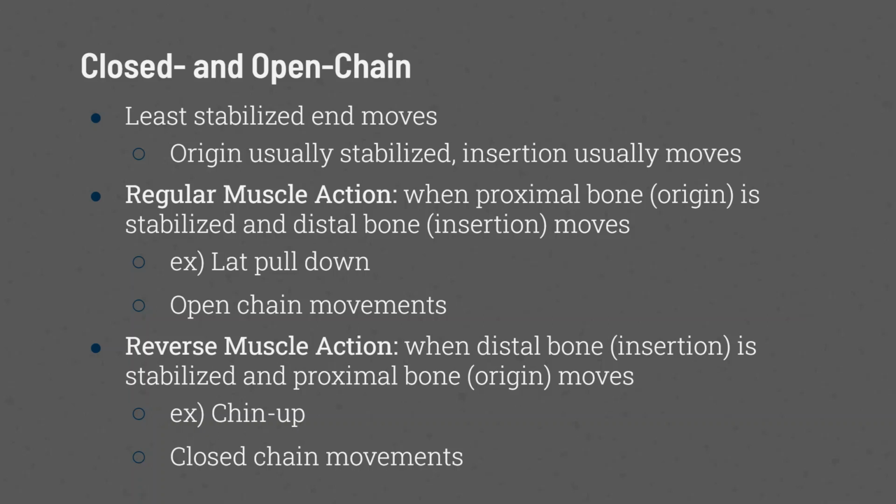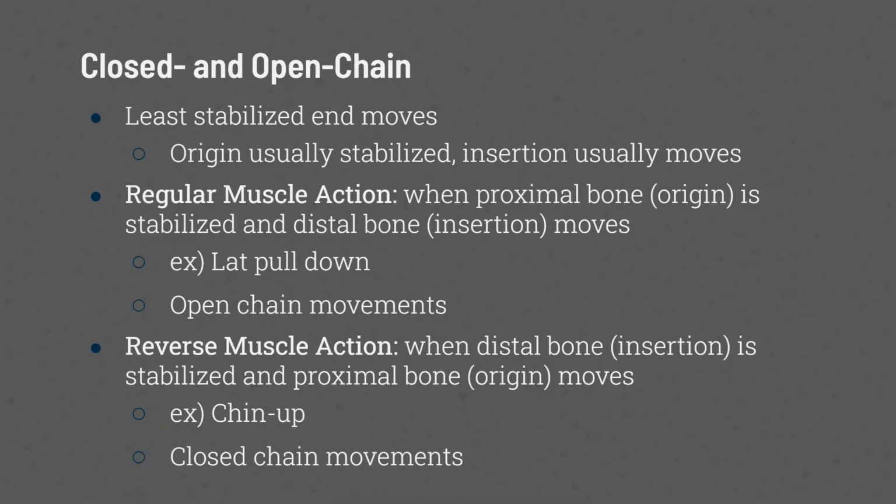So some people term regular muscle action is when the proximal bone or the origin attachment is stabilized and the distal bone or the insertion moves. For example, a lat pull down, or as I just explained, elbow flexion.